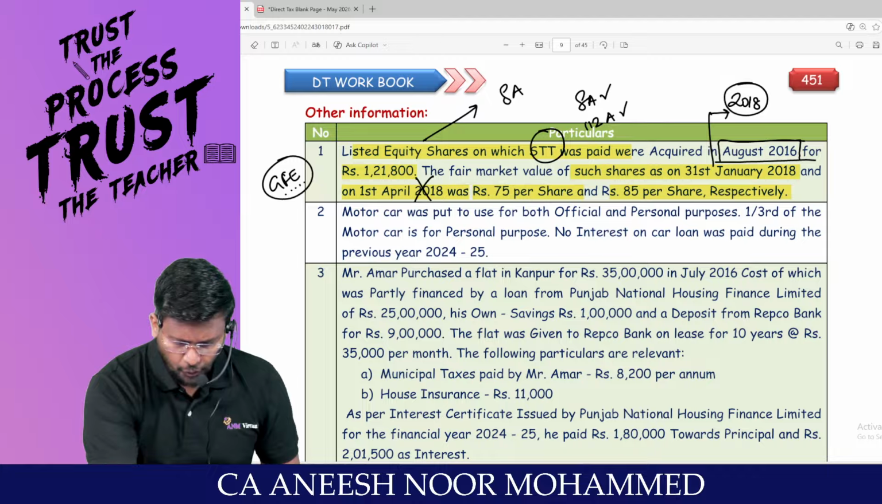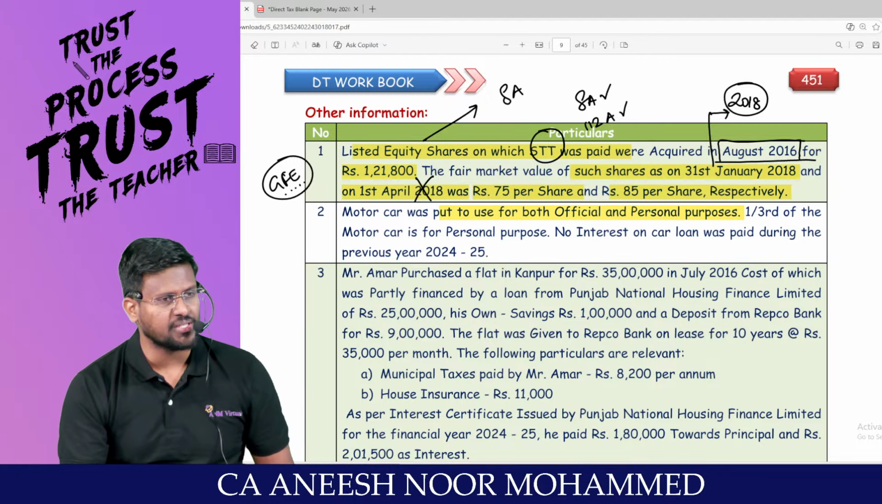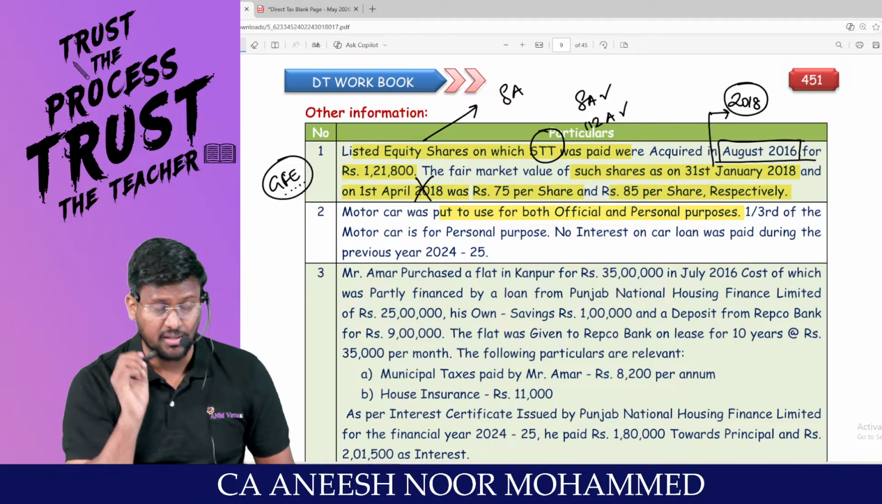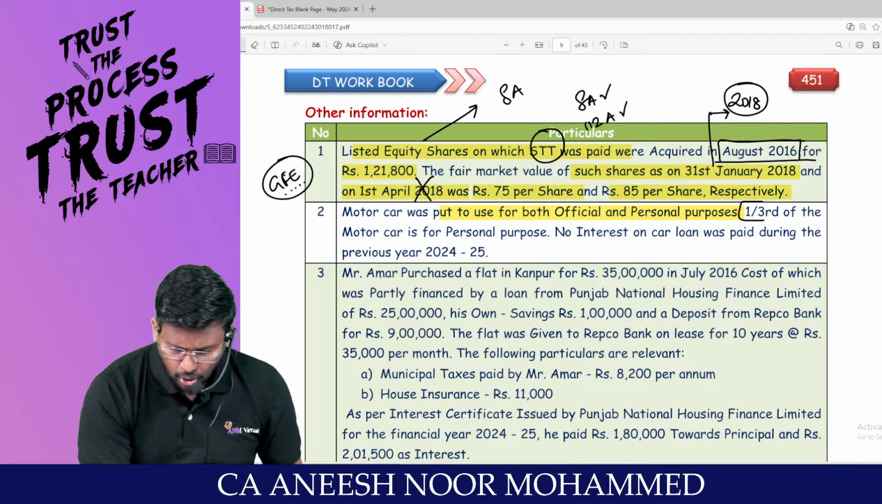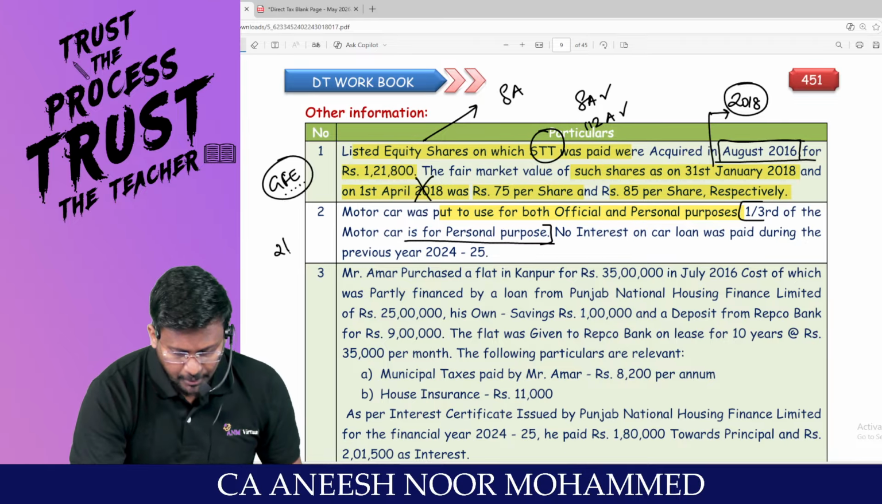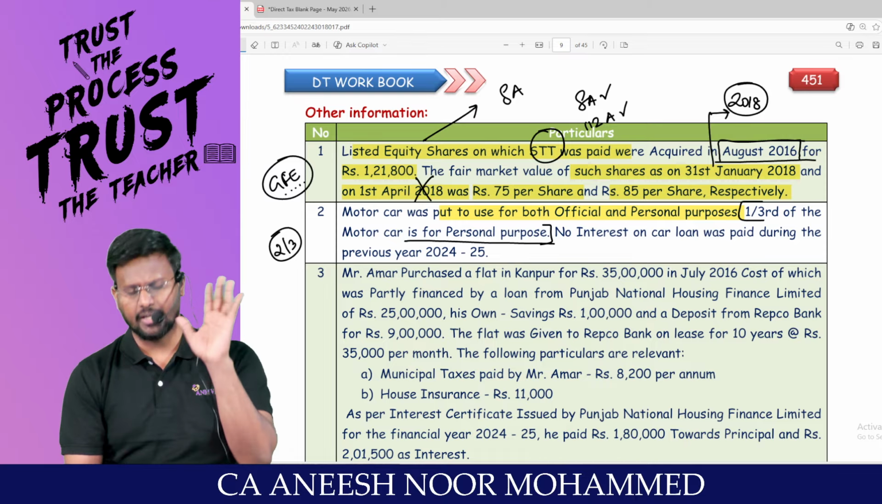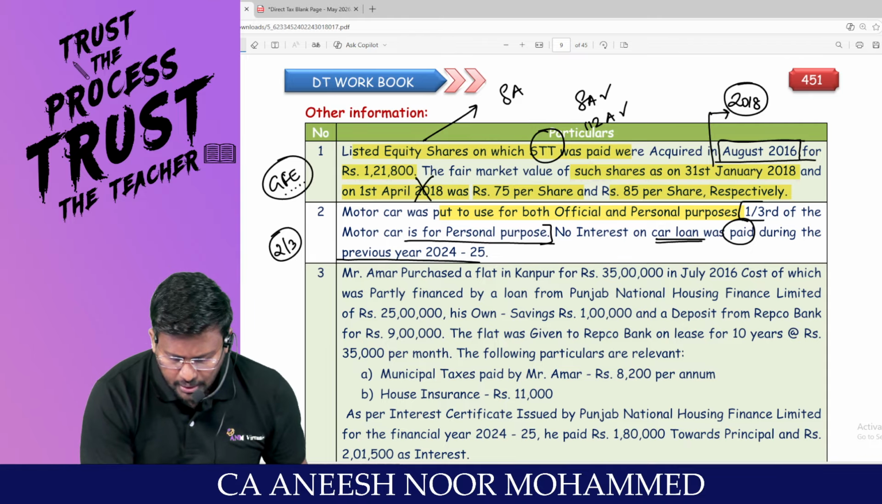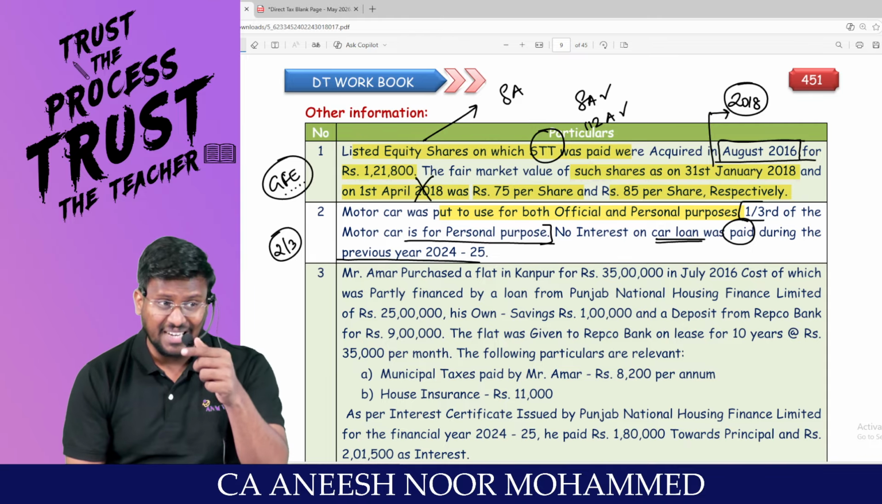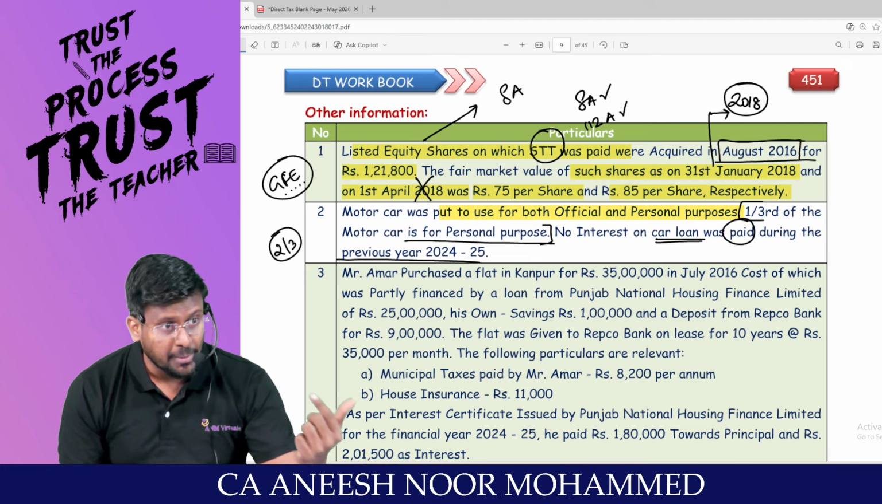Motor car was used for both official and personal purpose. That means depreciation should be restricted. Expenditure on motor car should be restricted. 1/3 of the motor car is for personal use, that means only 2/3 will be allowed as a deduction. No interest on car loan was paid during the previous year 24-25. We have taken car loan, but no interest has been paid.